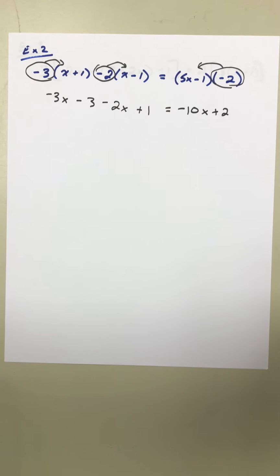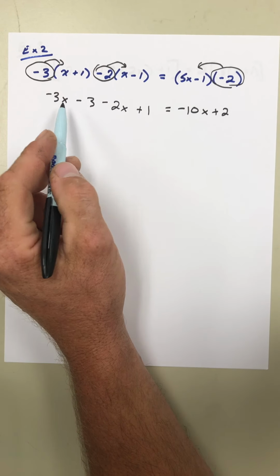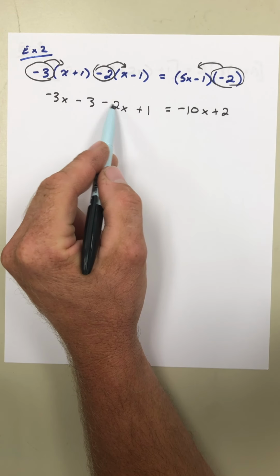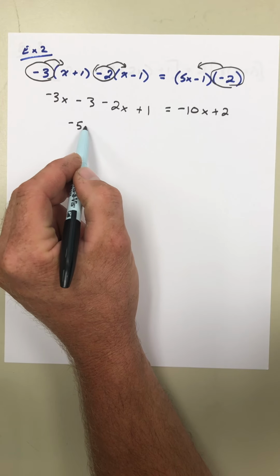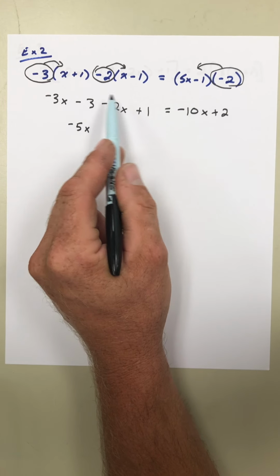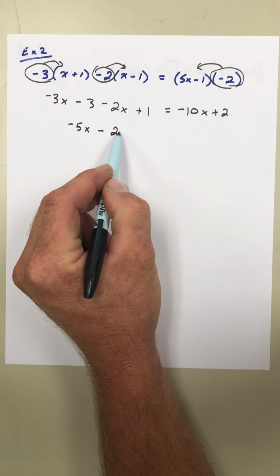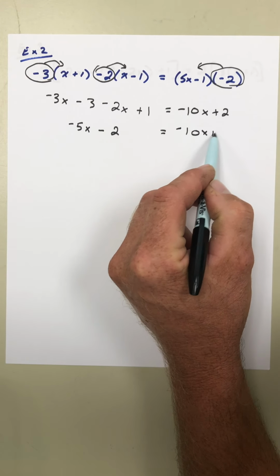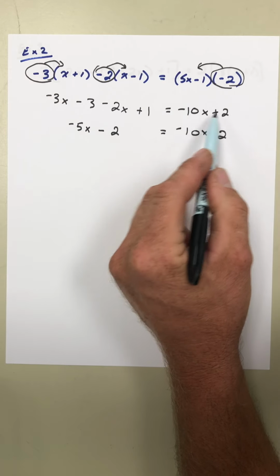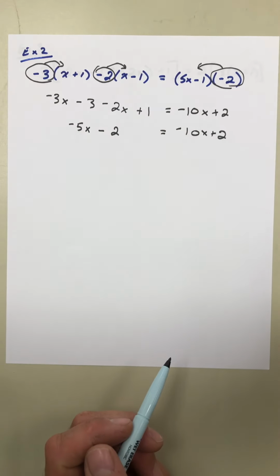I'm going to go ahead and clean up on the left side here. Negative 3x minus 2x, combine like terms. Negative 3 minus 2 gives us negative 5x. Negative 3 plus 1 gives us a negative 2. And that's going to equal negative 10x plus 2. Nothing we can simplify or combine on the right side there.